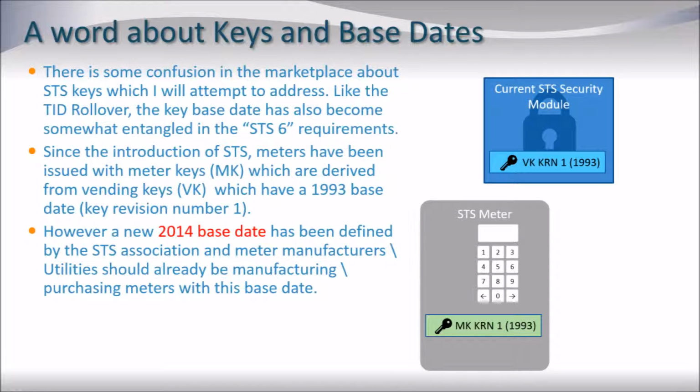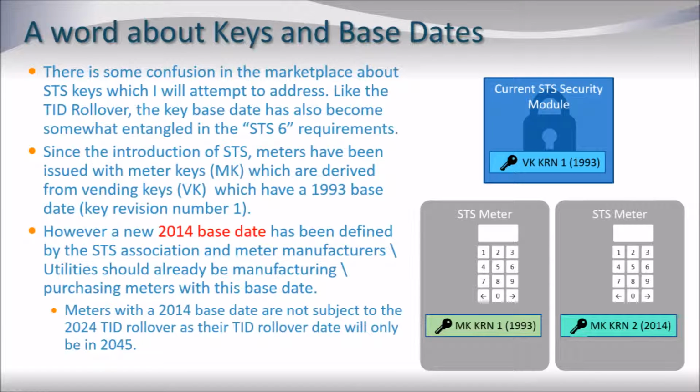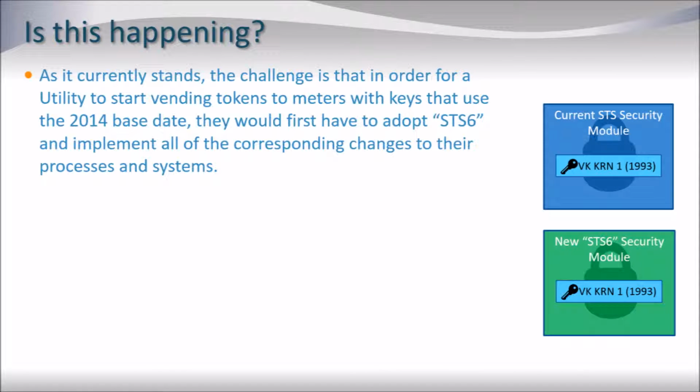A new 2014 base date has been defined by the STS Association, and meter manufacturers and utilities should be manufacturing and purchasing these meters with this 2014 base date. Meters with the 2014 base date aren't subject to the same 2024 TID rollover, as their TID rollover date will only be in 2045. So that sounds simple enough. Is this happening? Well, as it currently stands, the challenge is that in order for a utility to start vending tokens to meters with keys that use the 2014 base date, they'd first have to adopt STS 6 and then implement all of the corresponding changes to their processes and systems that we've discussed.